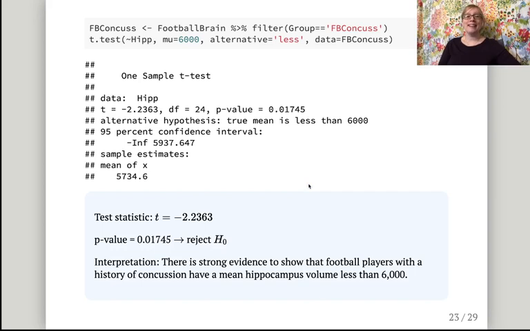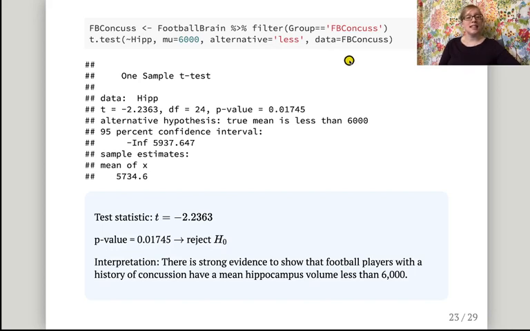We'll create a new data set. So I'm going to use the filter function to create a data set that just contains those with a concussion. I'll then do a t-test. My variable is the hippocampus. Mu is 6,000. That's the value from my null hypothesis. The alternative is less than, and then here's the data.